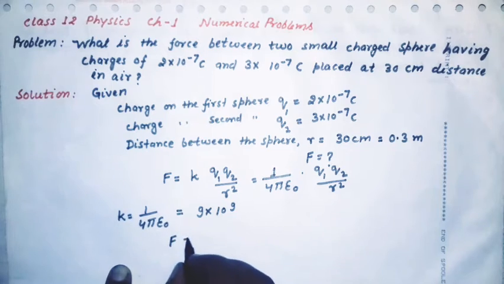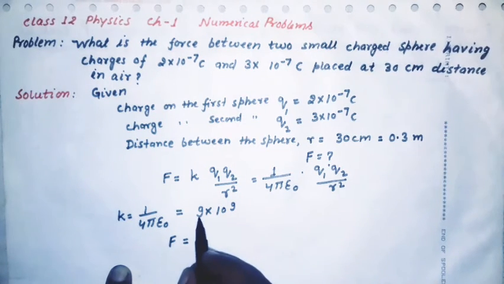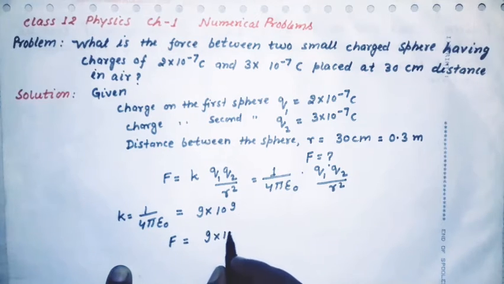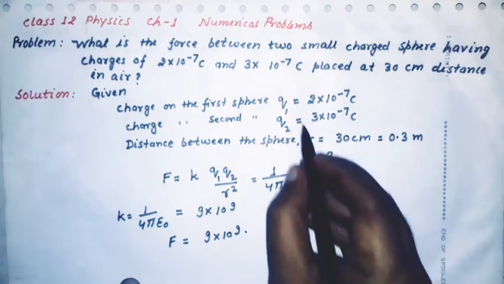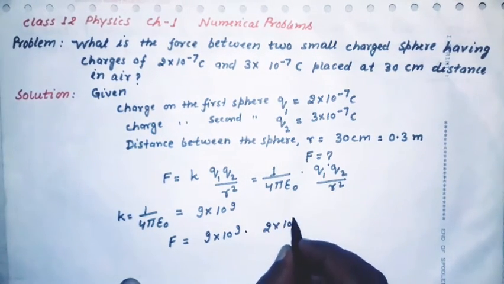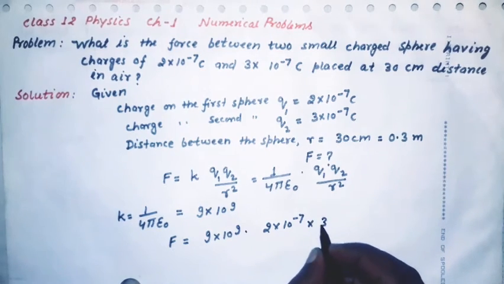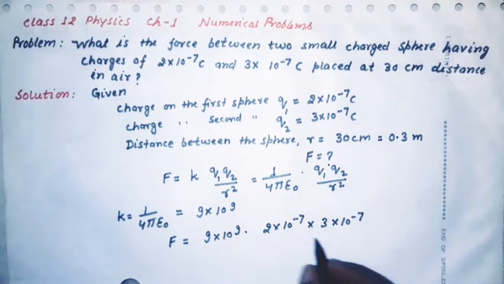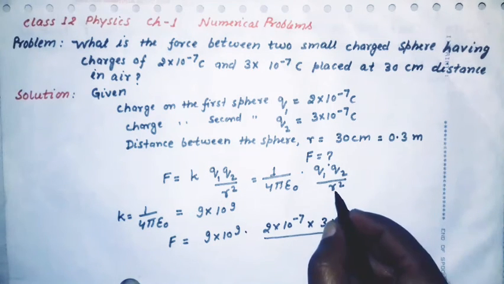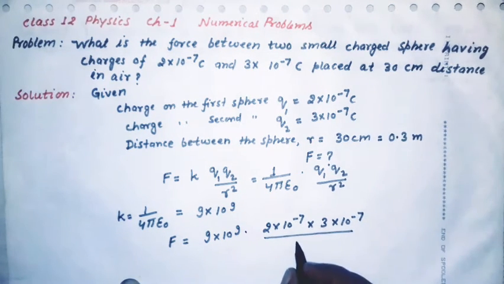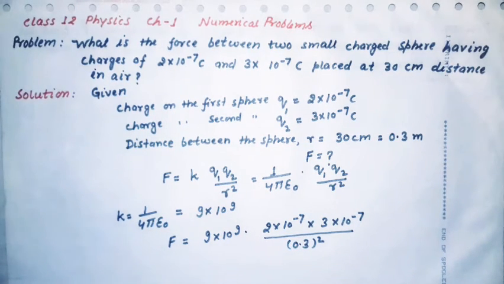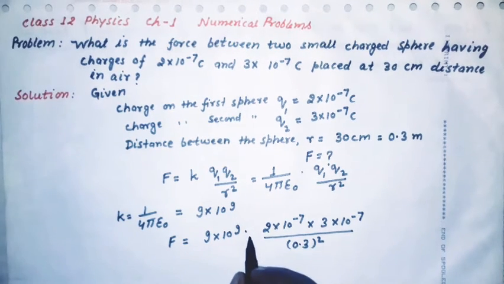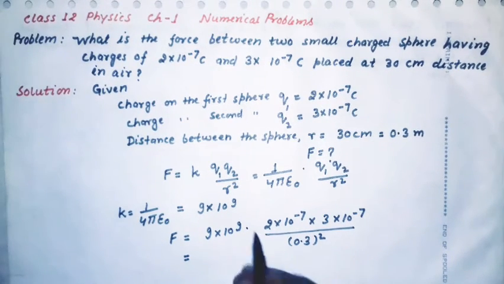So F equal to 1 upon 4 pi epsilon naught, that is 9 × 10^9, into q1 q2. So q1 is 2 × 10^-7 and q2 is 3 × 10^-7, and this value will be divided by r square. So r is 0.3, so 0.3 square. Now solve this problem.